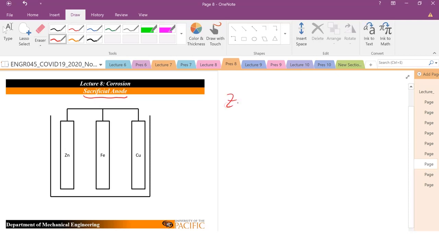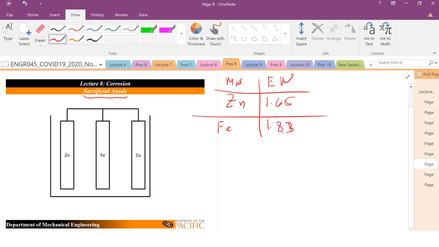So I know that zinc has an electronegativity. Again, let's make a table. Material, zinc 1.65. I know also that iron, remember, is 1.83. And copper. What is the electronegativity of copper? Let's look this up in our periodic table and see what our value is. So for copper, our electronegativity is 1.9.